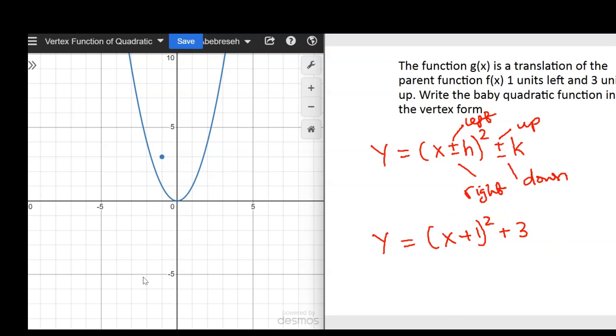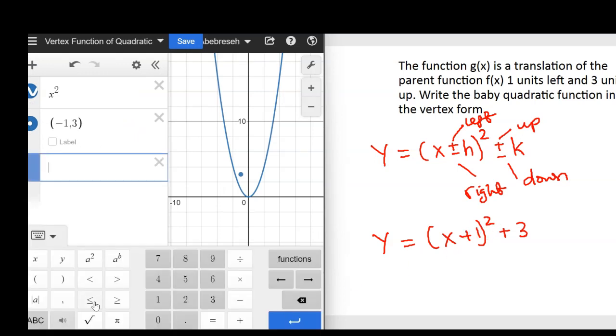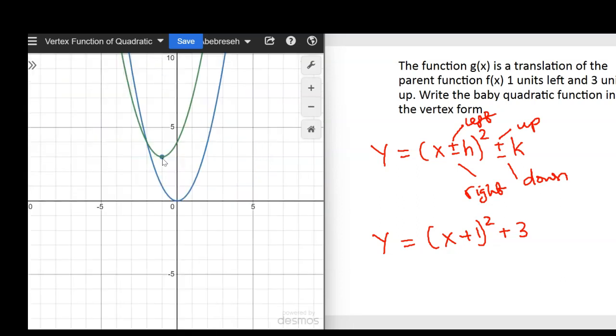So we can go back to our Desmos, and if we type this in there, realize that it's going to go through that point. So plus 1, close it, squared, and then plus 3. You see that? It goes through that point. That becomes the vertex of that new baby function. So we have been able to write it that way. Moving forward, we are doing more for you to see what we are talking about.